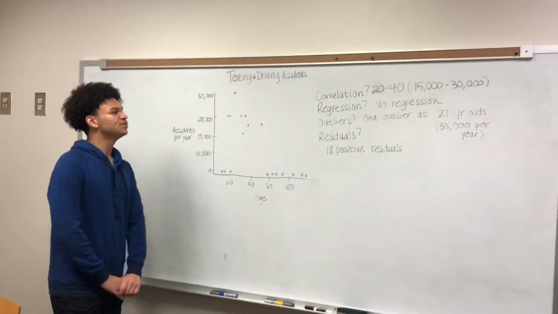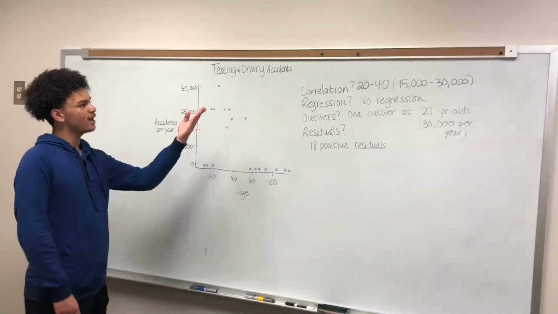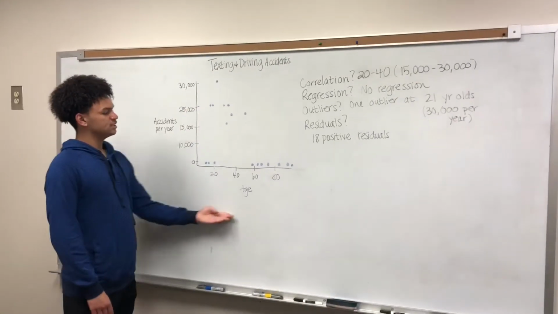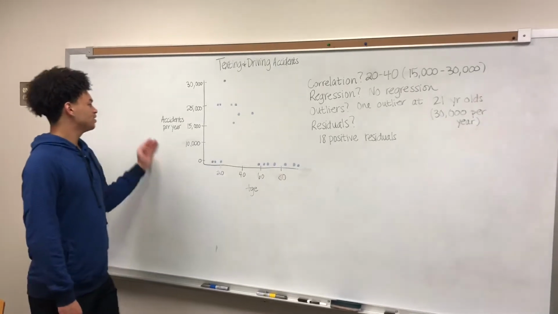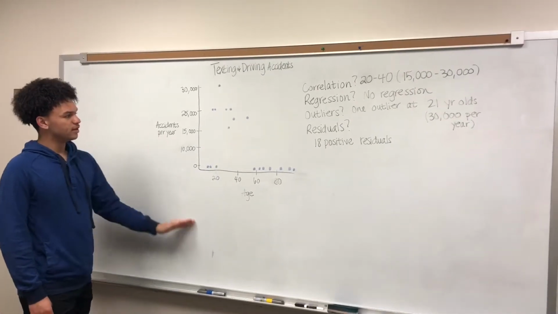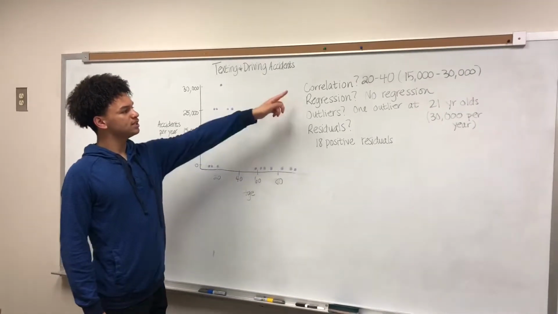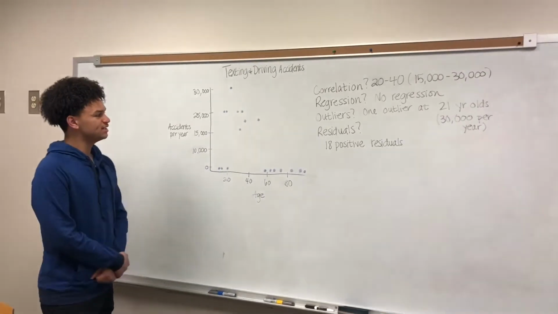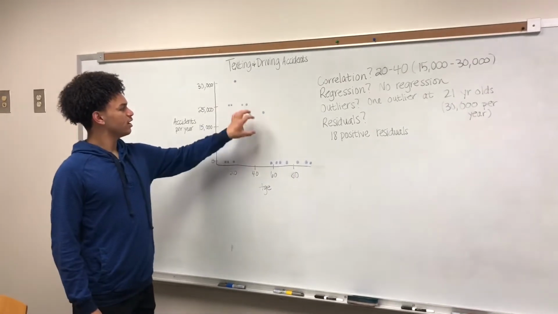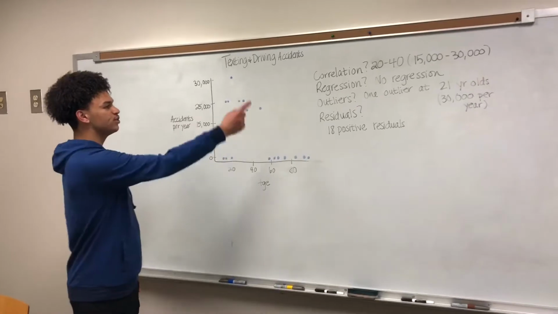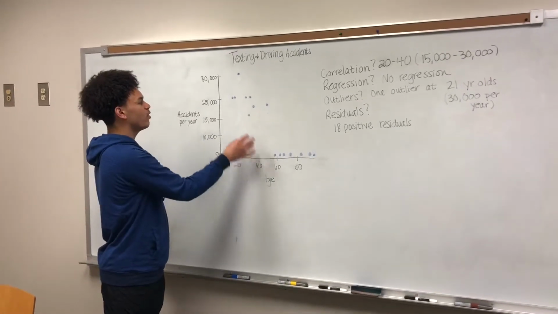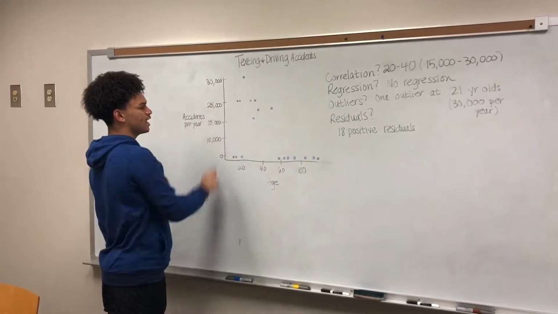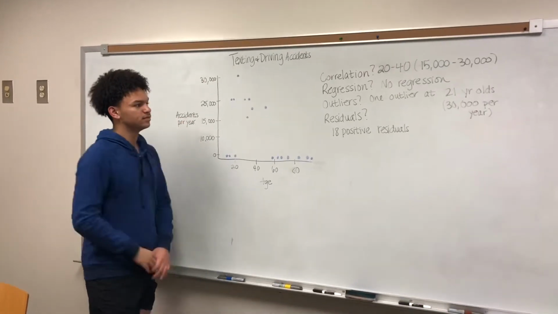So we decided to do a scatter plot on texting and driving accidents. These are the ages the accidents happened at, and these are the accidents per year. Now, correlation. Correlation is how close the dots are in one area. And as you can see, from 20 through 40, we have a correlation from 15,000 to 30,000 accidents per year.